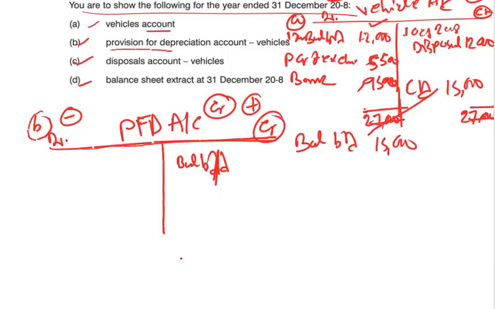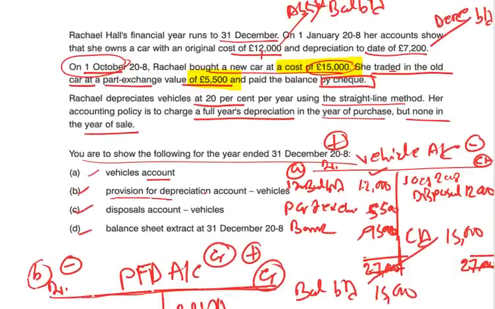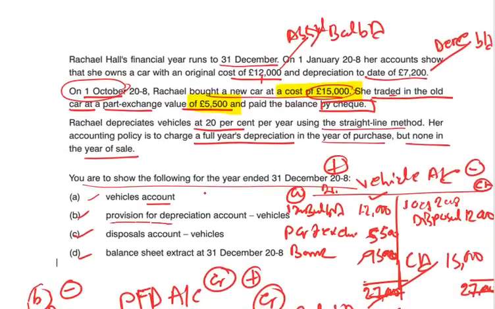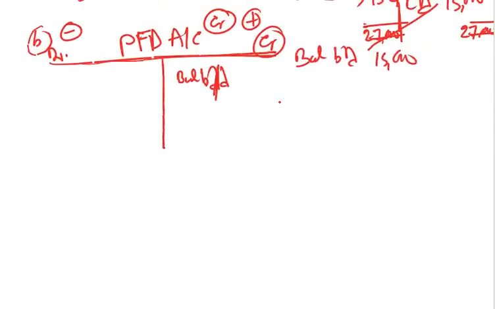So the opening value of our depreciation is over here. That's your provision for depreciation, which is 7,200, balance b/d. Did we not sell the asset? Yes, the answer is yes. We sold the asset. We disposed of the asset. So writing on the debit side, we're making it vanish. It does not belong to the business anymore. Disposal.